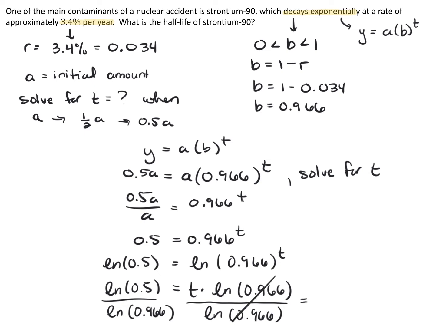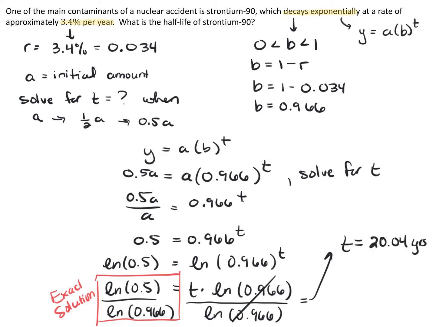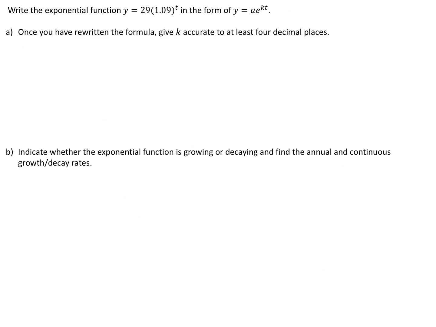And that gives me T. So T is equal to this entire quantity on the left. This is the exact solution. Now, if we put this into our calculator, it'll give us an approximate solution of approximately 20.04 years. So the half-life of strontium-90 is 20.04 years.